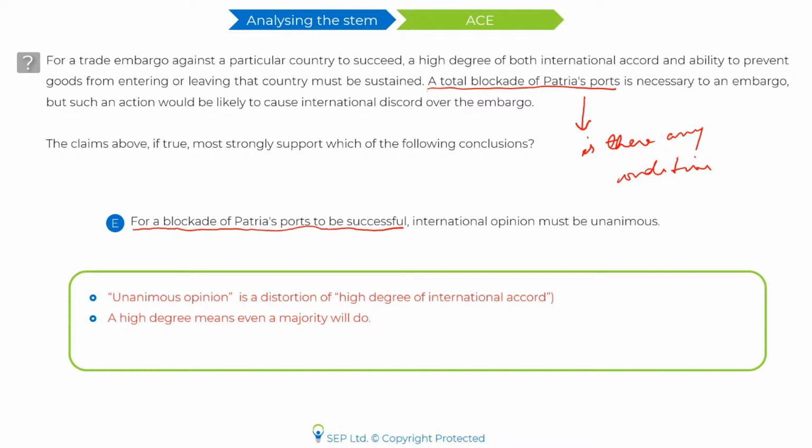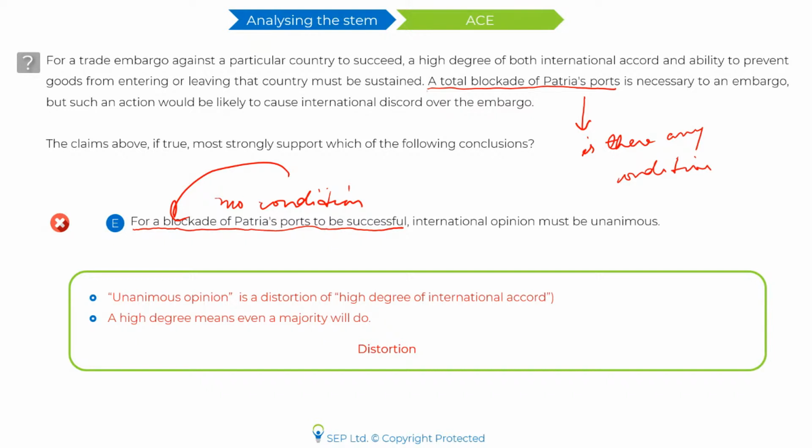A high degree means even a majority will do, all right? So unanimous means all. So this is a distortion, guys, and remember, no condition given for blockade. Therefore, E is out. E is not referring to any condition, guys.